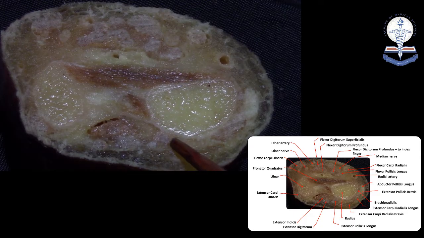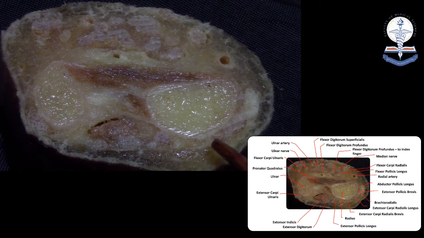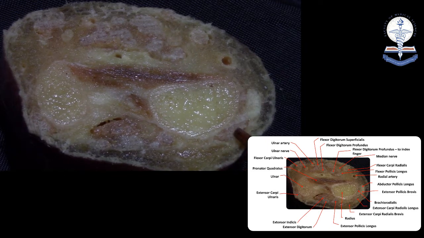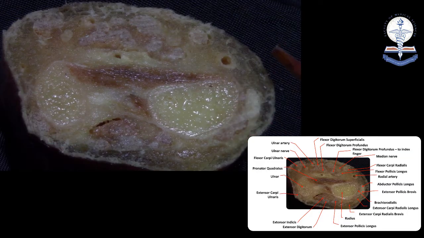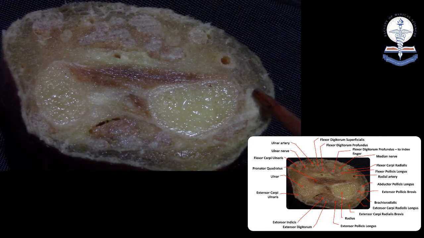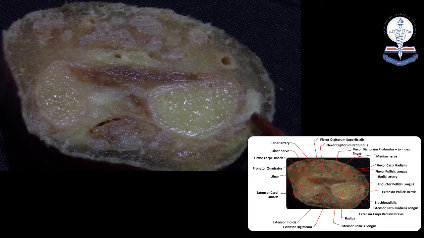Then this particular tendon is the extensor pollicis longus tendon. Here you can clearly see the extensor carpi radialis brevis and the extensor carpi radialis longus. Since this is the radius, you can clearly see the brachioradialis will come and insert at this particular region. Outside that, you can clearly see the abductor pollicis longus tendon and the extensor pollicis brevis tendon.